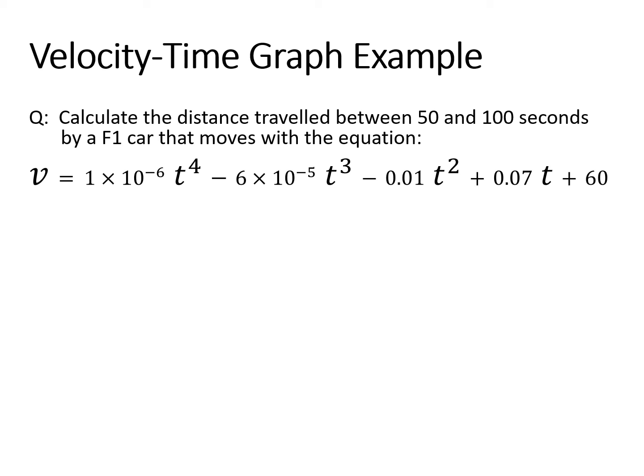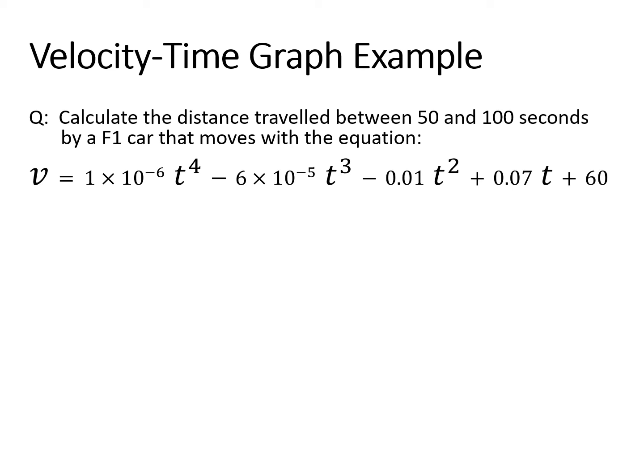That's basically 0.501, which is a very small number. And the second one also has a small number next to it. But they are really just t to the power of 4, t cubed, t squared, t, and a number.